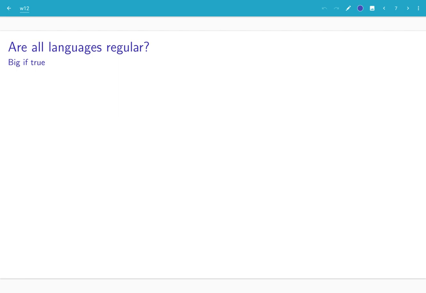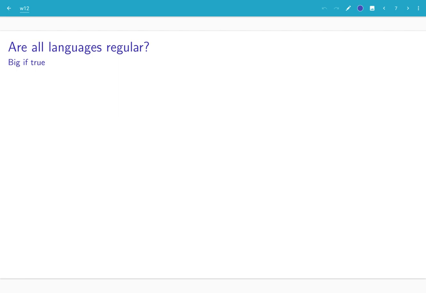Now, we might ask, are all languages regular? Can we always prove that there's a regular expression or a DFSA? Well, remember that DFSAs are kind of like computers that only have a fixed finite amount of memory. And so it would be really surprising if such a limited model of computation could solve, in essence, any problem. And it turns out this is not the case.